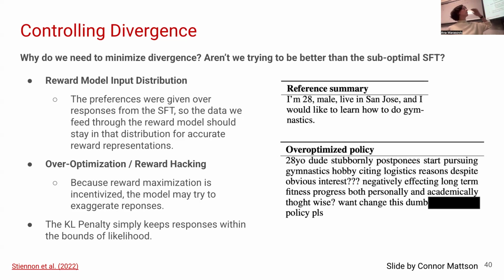It started from, "I'm 28, male, live in San Jose. I would like to learn how to do gymnastics," and it's kind of a caricature of the first sentence: "28-year-old dude stubbornly postpones, starts pursuing gym." It just makes no sense, right? So in a way, you're losing coherence because this policy had learned tricks for how to get high reward.